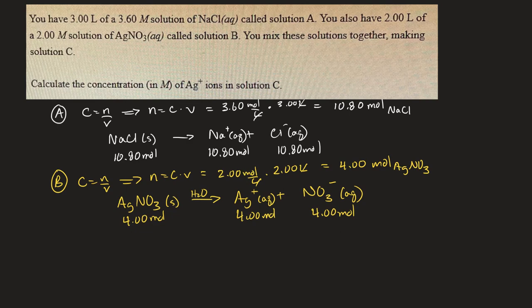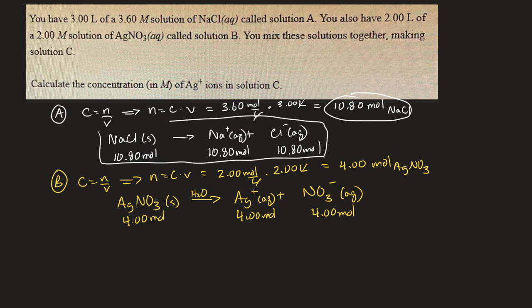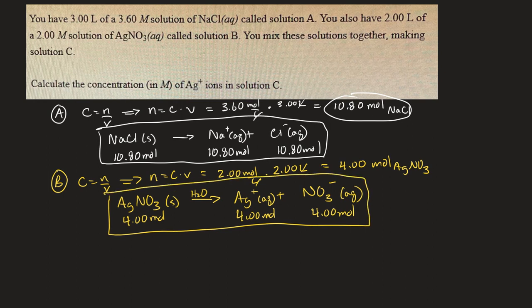All right, here's a good question. We've got a solution A and a solution B. I've gone ahead and figured out how many moles there will be of sodium chloride, and according to our dissociation equation, I'll have moles of each of those. And then I also figured out the moles of sodium nitrate, and then with the dissociation figured out how many moles of silver and how many nitrate.